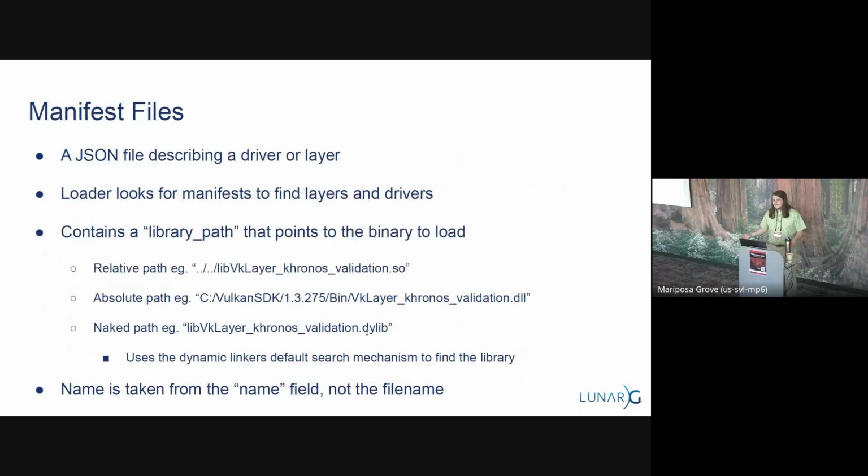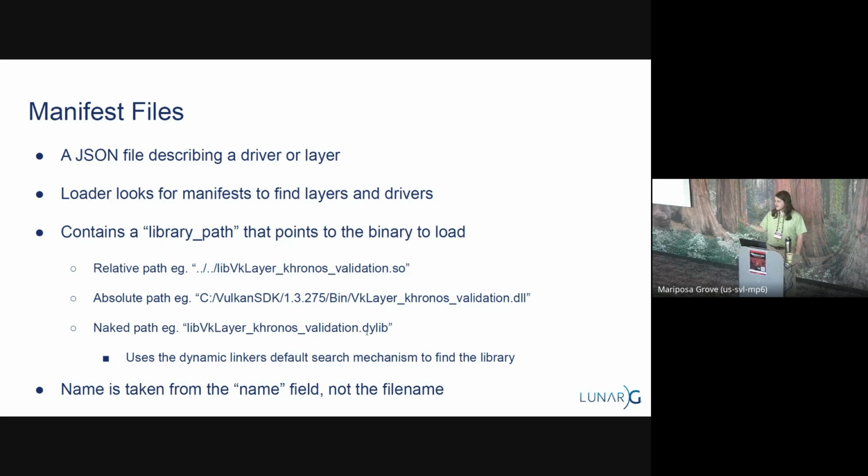How does the loader find layers and drivers? Well, I'll get to that in a second, but once it finds them, it has found a manifest file. These are JSON files that contain information about what the layer or driver is, the library it is, what the version is, its name, and other details that I don't need to get into. The primary value in the manifest file that the loader is concerned with is the library path. This is a path to a binary.